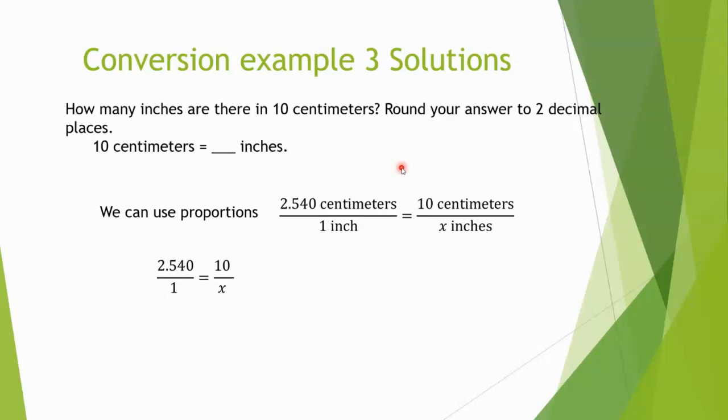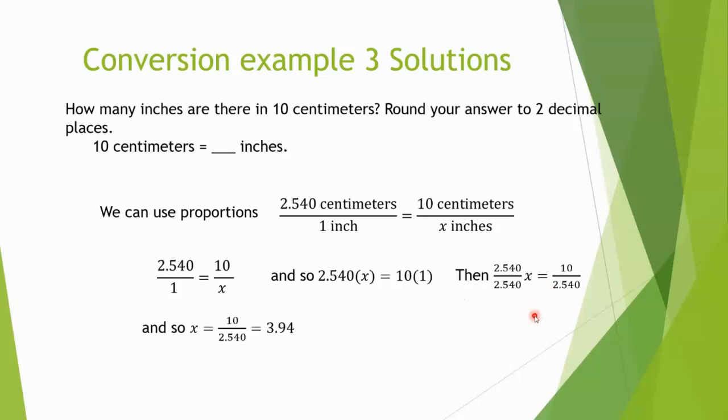So we can cross multiply, like so. Again, this is what I did. Cross multiply. This is how we got the left-hand side. The right-hand side is just 10 times 1, which is 10. And then we divide, as you can see. And then finally, this is where a calculator comes in. And so we get this, which is about 3.94. So what I got was 3.94 inches.